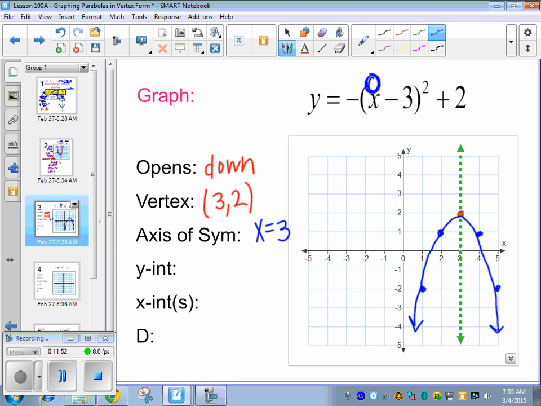What's 0 minus 3? And what's negative 3 squared? Positive 9. But then there's a negative in front. So that's negative 9. And then plus 2. So what's that? Negative 7. So our y-intercept is 0, negative 7. So it's actually somewhere down here. Okay? We kind of add it on to the bottom of our graph.